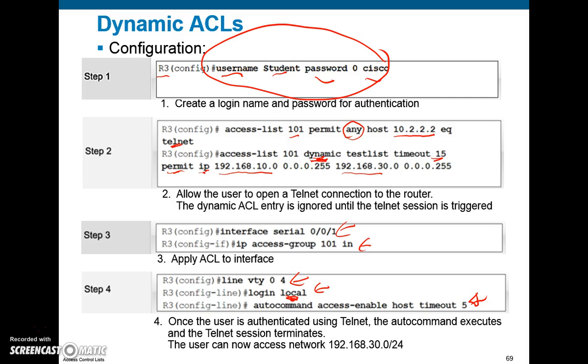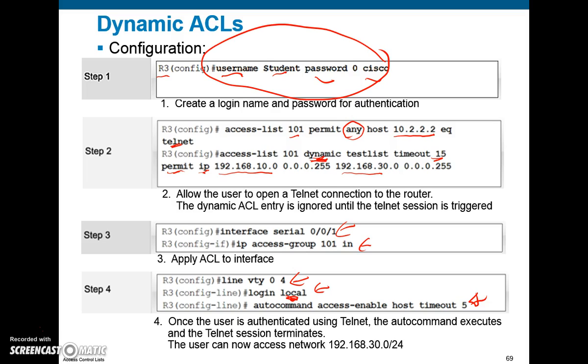Don't worry about the configuration. You will not be tested on this configuration, but basically understand the concept of dynamic ACL, which is to allow an ACL to be created but not activated. It will be inactive until a telnet session is successful.